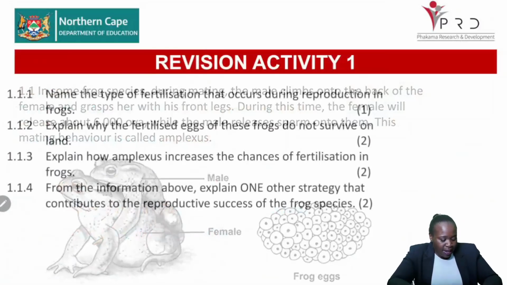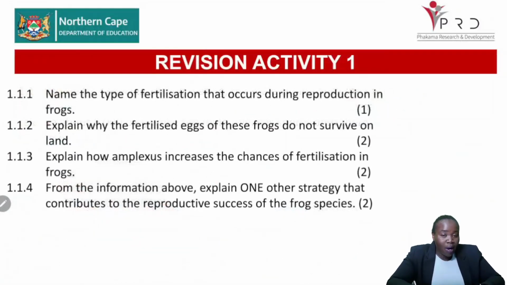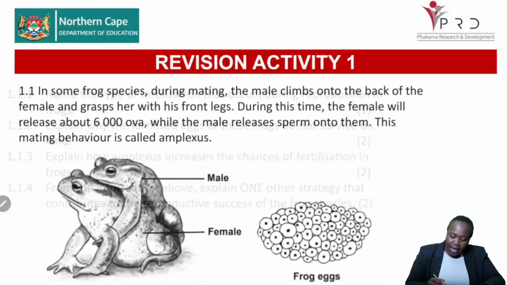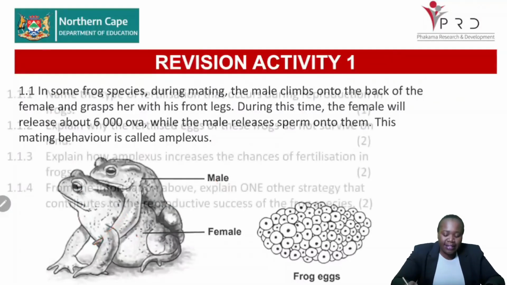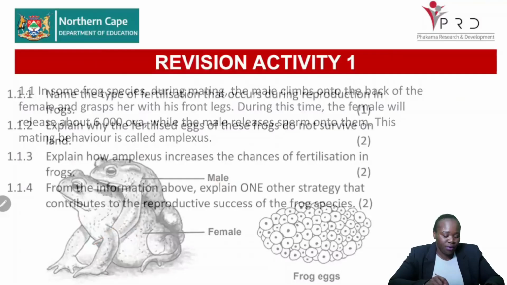Right, and then our first question, 1.1.1, name the type of fertilization that occurs during reproduction in frogs. Now, because we can see here the male and the female have released their gametes into the water or outside, this means that we are looking at external fertilization.